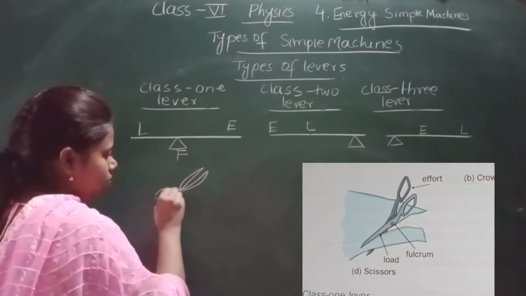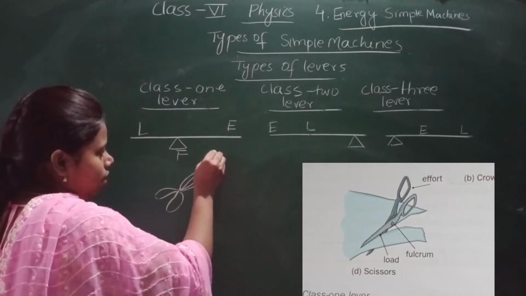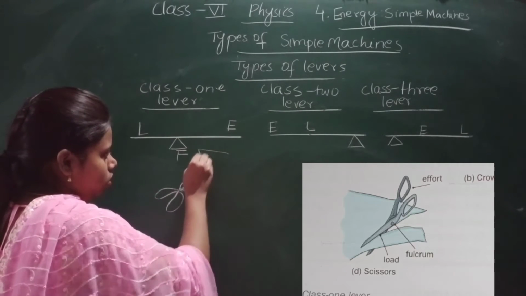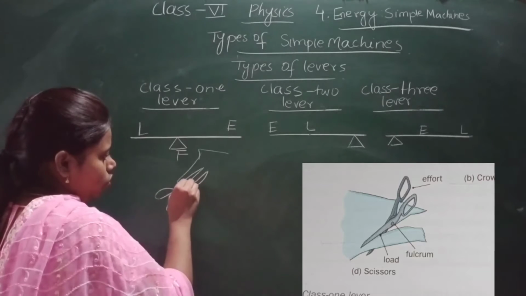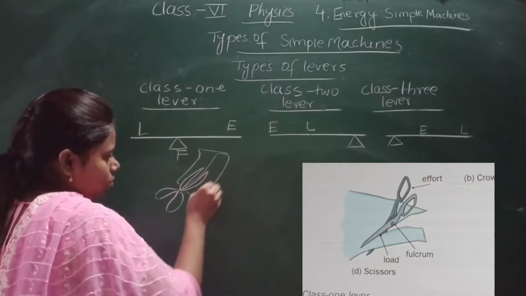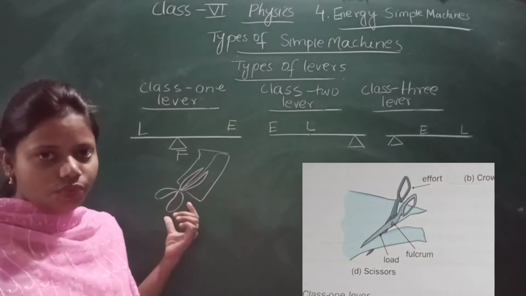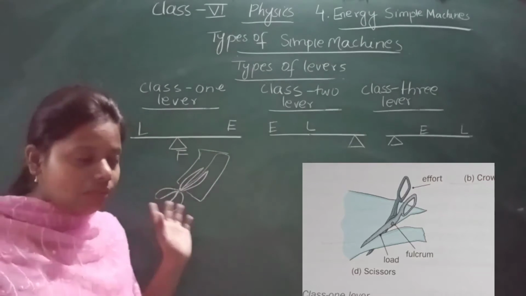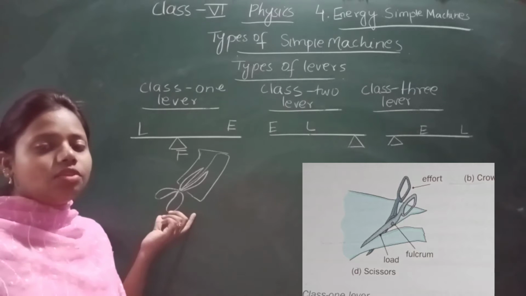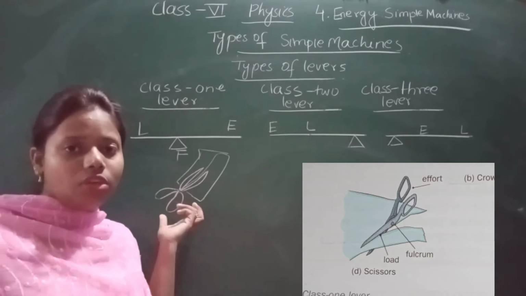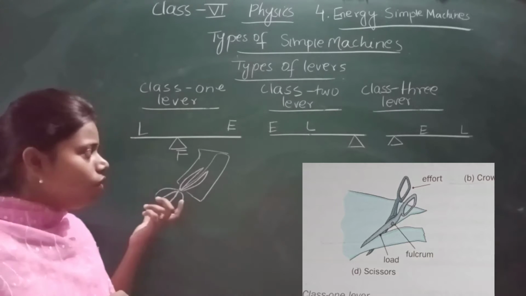This is the scissor. Okay, and this one I am making the cloth, which we are going to cut. So this scissor is an example of what? Class 1 lever. And how is this scissor a first class lever? Where is the fulcrum? Where is the load? Where is the effort?